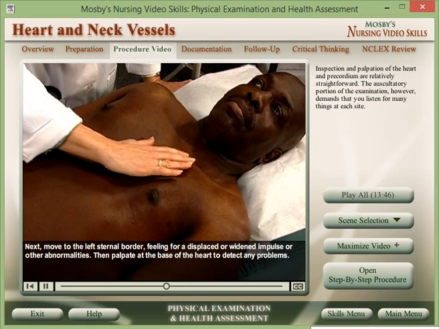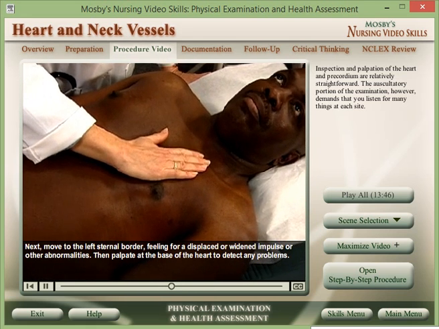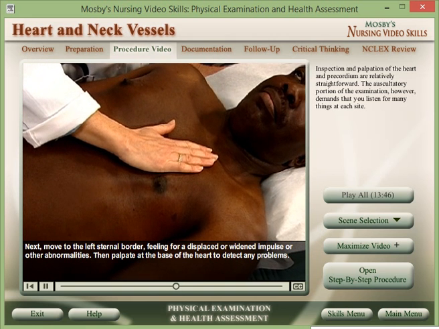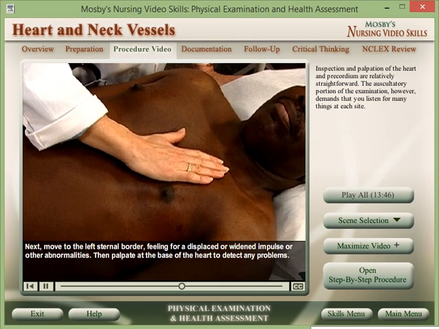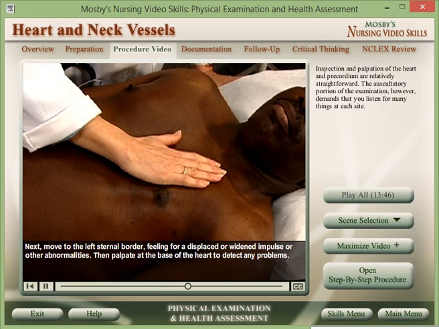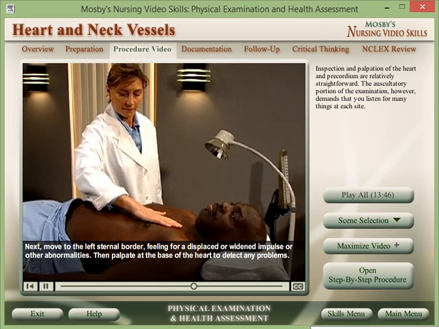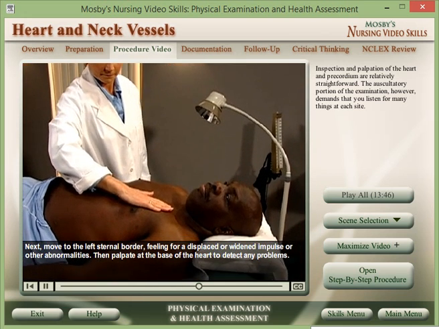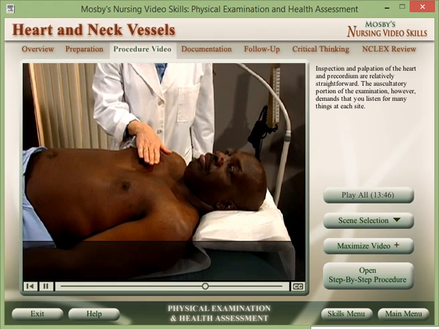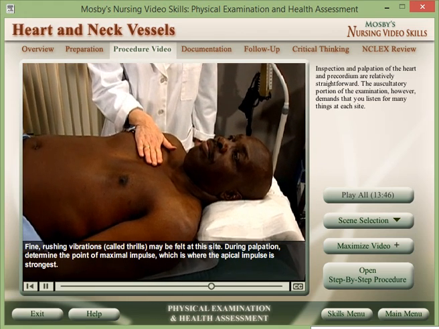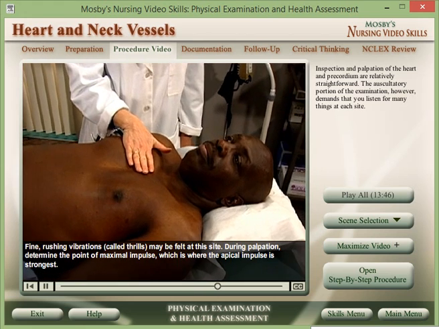Next, move to the left sternal border, feeling for a displaced or widened impulse or other abnormalities. Then palpate at the base of the heart to detect any problems. Fine rushing vibrations, called thrills, may be felt at this site.